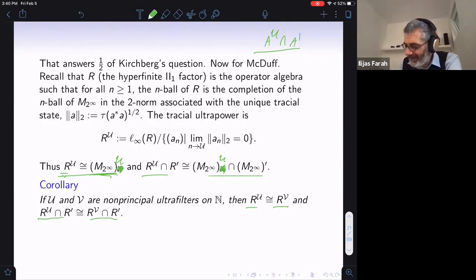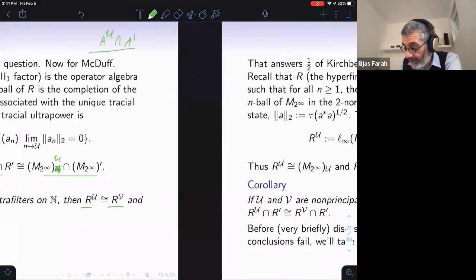But there is actually something, and I should say also for R, these relative commutants are quite big. We'll come back to them later on. So this is again a II_1 factor. But here is a curious fact.